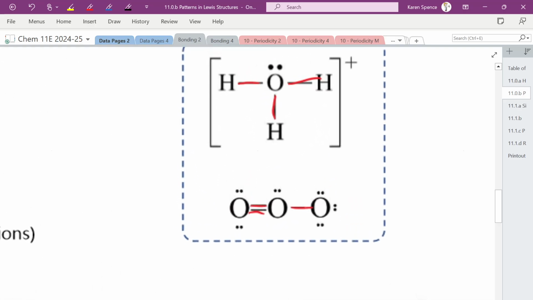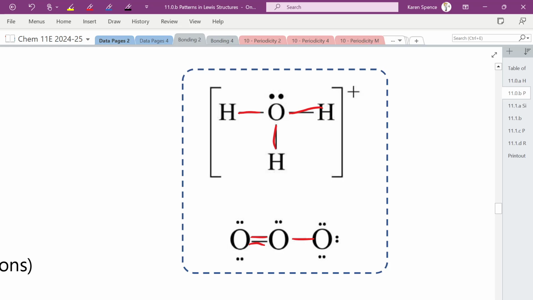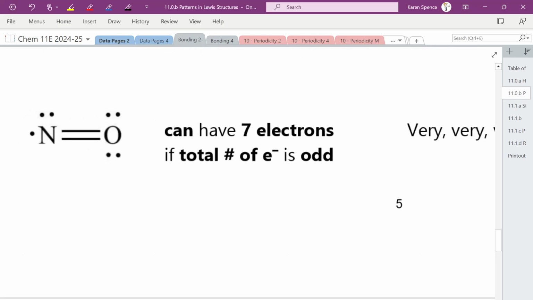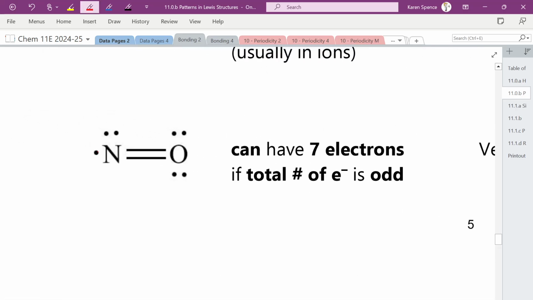And one thing I want you to notice is, when we have ions, what do we put around them? Brackets, square brackets, and a charge. Is that good? Okay. Here's a nitrogen that has an odd number of electrons. That makes me sad, but there we are.